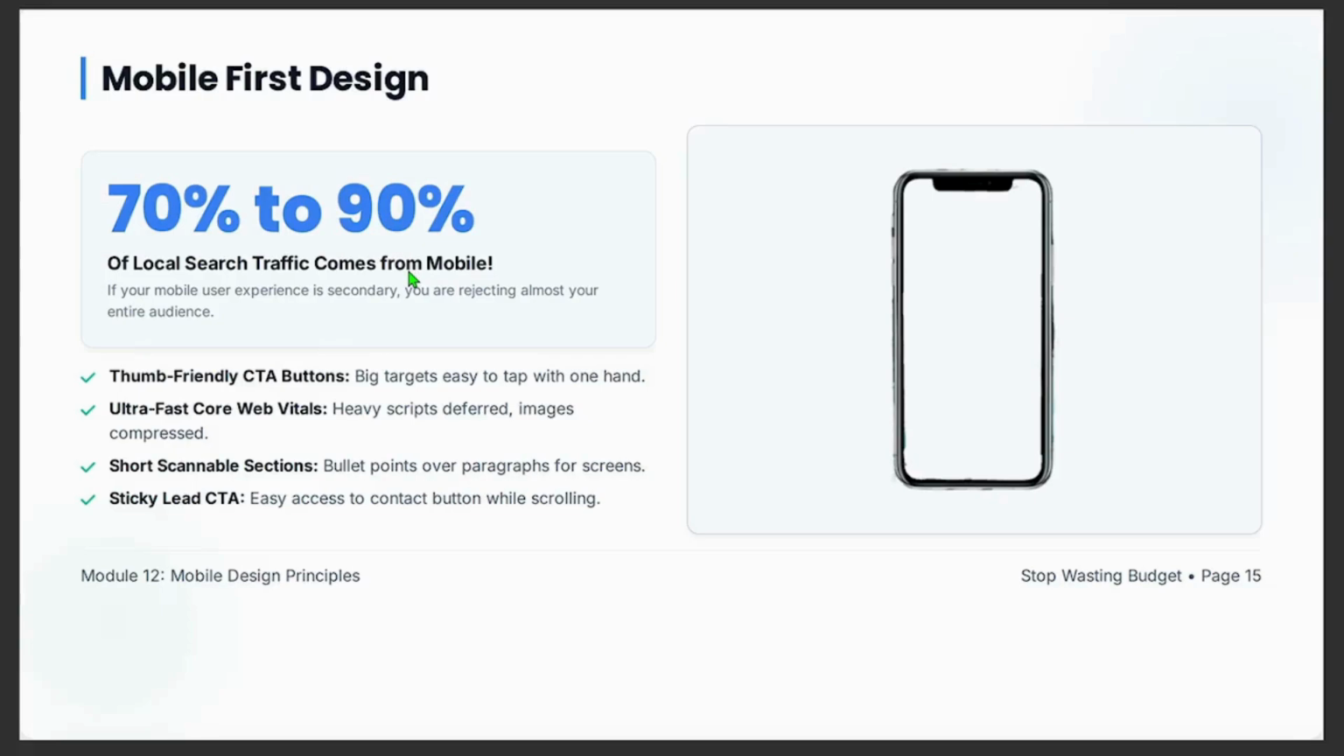And here is what you need: a thumb friendly button, easy to tap, a fast loading speed, short sections, easy to scroll, and a sticky city button, always visible. This is an awesome feature. Always visible. Okay, sticky city button, and always design for mobile first, then desktop. This is not optional. This is necessary.